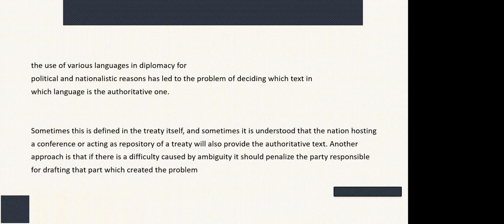So this is along the lines of what happens in diplomacy. Sometimes this is defined in the treaty itself, and sometimes it is understood that the nation hosting a conference or acting as the repository of a treaty will also provide the authoritative text. Another approach is that if there is a difficulty caused by ambiguity, it should penalize the party responsible for drafting that part which created the problem. So there are specific diplomatic rules, which are international agreements, and there is a doctrine and philosophy that runs along translation in diplomatic venues.